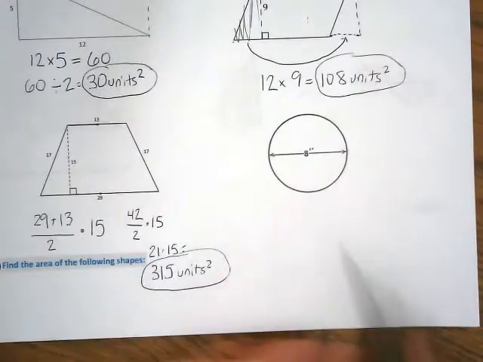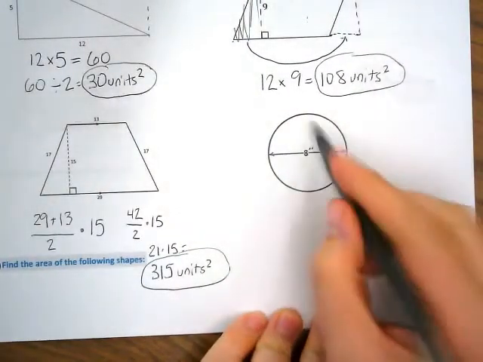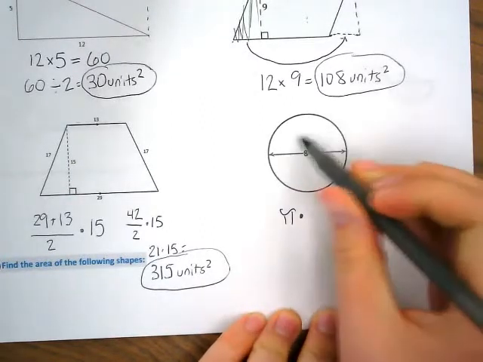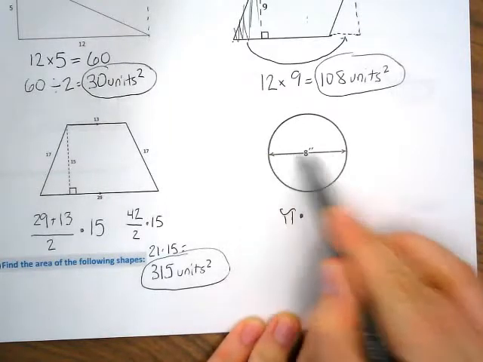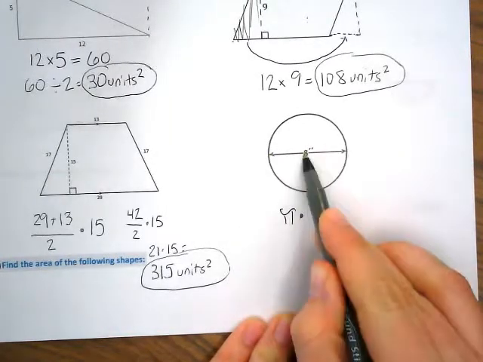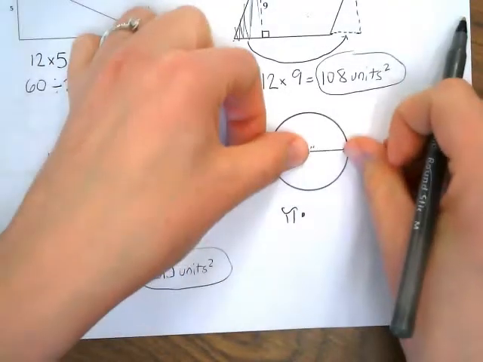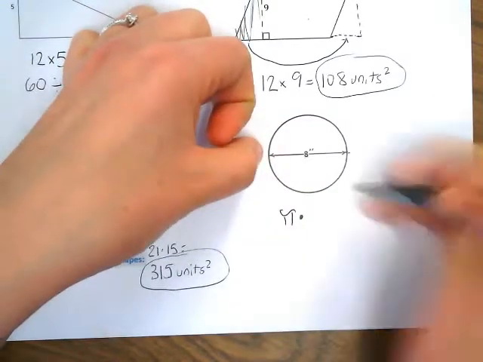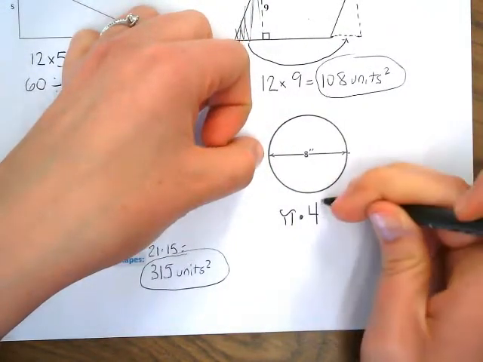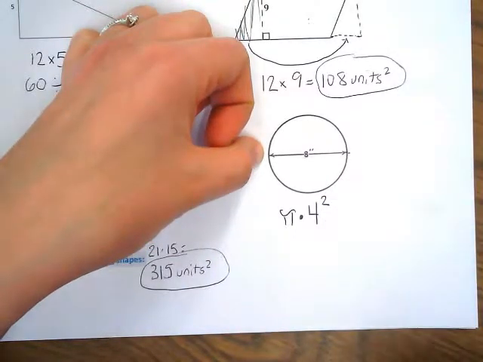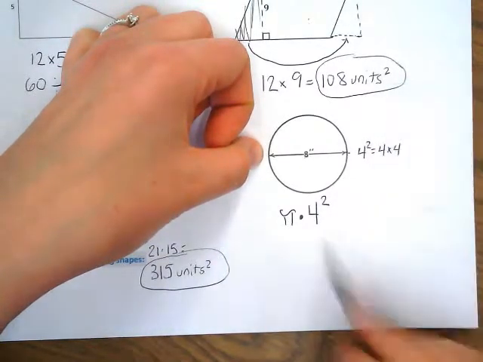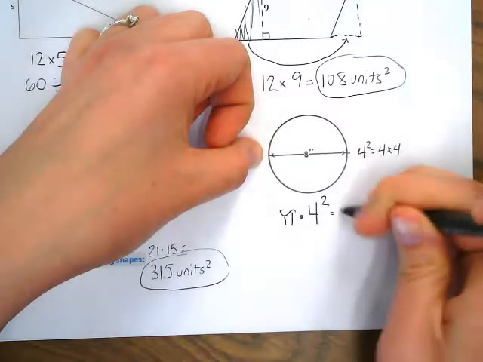Now let's go ahead and take a look back at that circle we had. So I know that I need to do pi times the radius. In this case, it's telling us that the entire way across a circle is 8. But I know our radius is only halfway. So if the whole thing is 8, half of 8 is only going to be 4. So I know my radius is 4. And I know I'm supposed to square it. Now when we do squared, 4 squared is 4 times 4. So I know that's going to be 16.